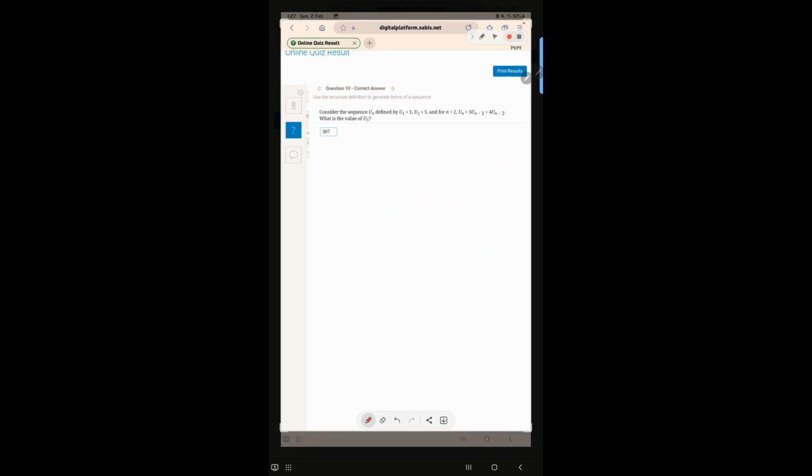Okay, so for this question, start by writing down your given. You have u1 is equal to 1, and u2 is equal to 5. And the sequence that you have is un is equal to 3un minus 1 plus 4un minus 2. First, you have to understand what un minus 1 means.